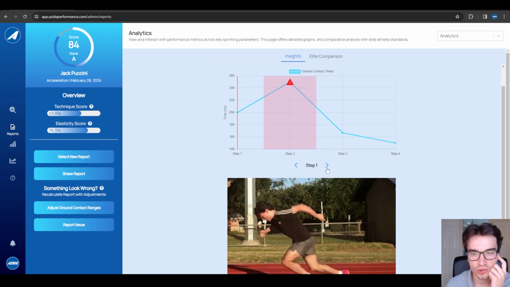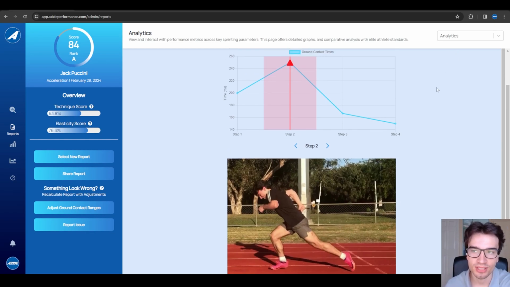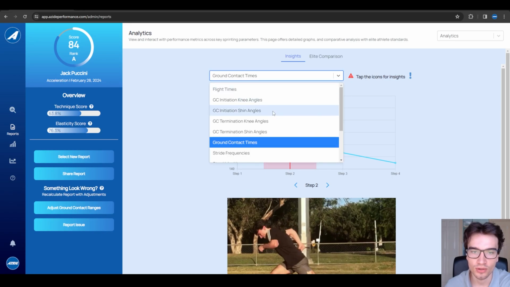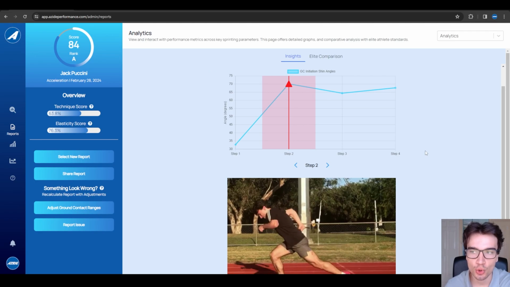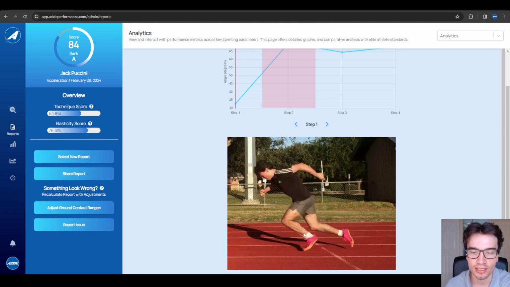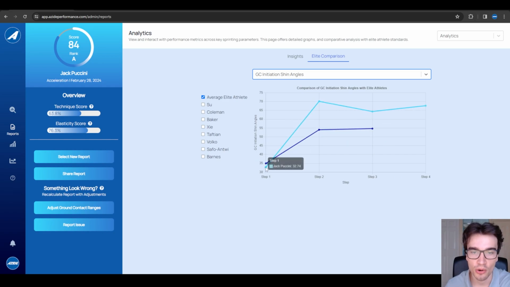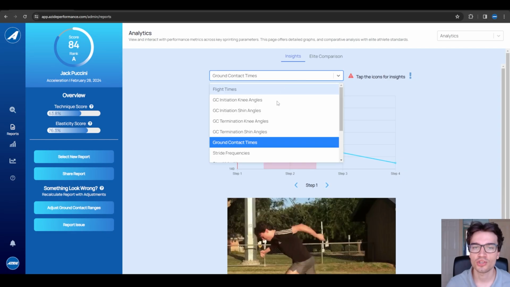So how could we tell if this is overstriding? I mean, an experienced coach, or maybe not so experienced coach as well, will be able to tell just by looking at this. This is quite overstriding, but we can also look at some other metrics here to determine this. So for example, the initiation shin angles, this is a huge increase in shin angle. What that means is, if we look at the angle of this shin upon ground contact here, we've got quite a horizontal shin, right? We've got a pretty good angle here, 33 degrees roughly. If we look at the elite comparison on initiation shin angles, we're actually doing very well here. We're a little bit more horizontal than the elite athletes. But that doesn't really help us too much because on step two, our shin suddenly becomes extremely vertical here.